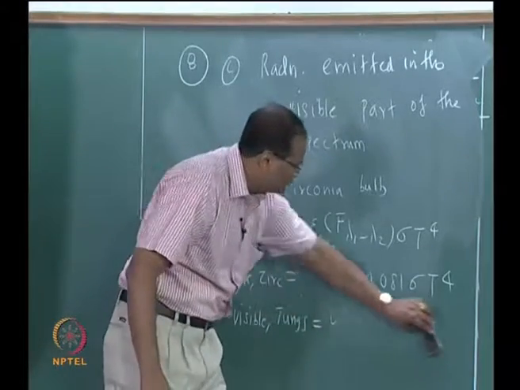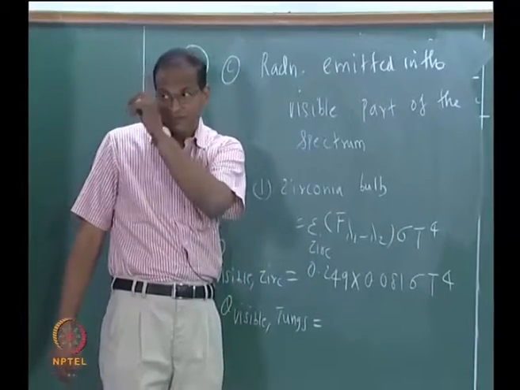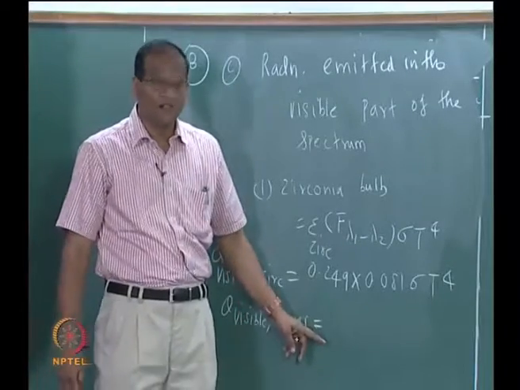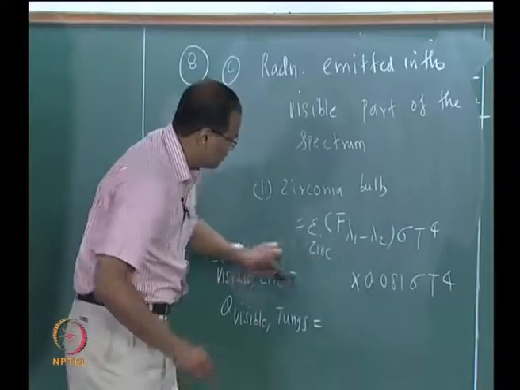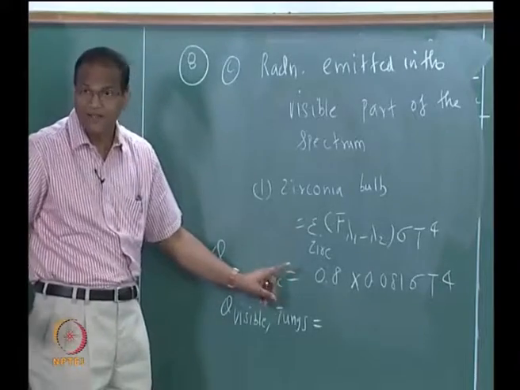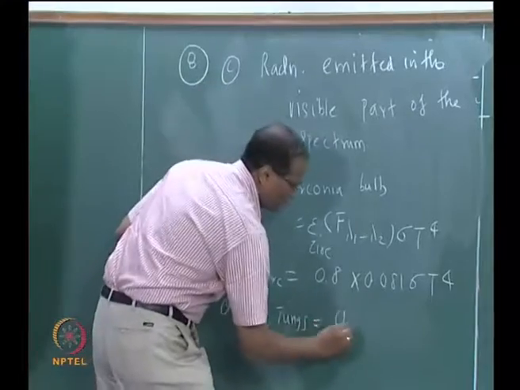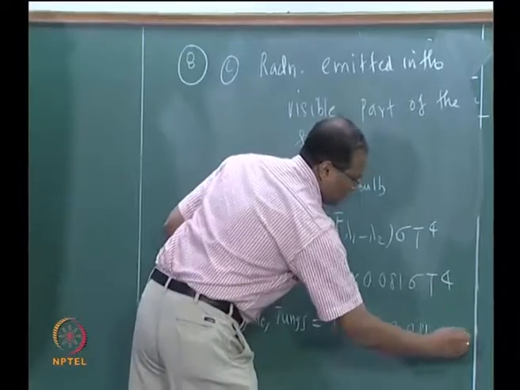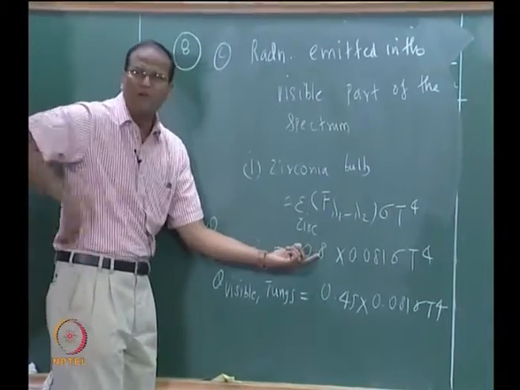Here we are having trouble. What is the emissivity in the visible part of the spectrum for tungsten? Are you getting the point? We should not put this. I am changing a lot of things. Just hang on. Sorry for the small slip. This formula is correct, but I cannot put the total epsilon for the whole thing.